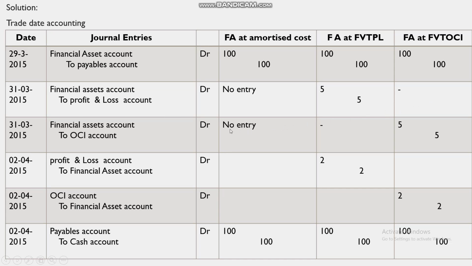But for other comprehensive income, on the same date the entry is a bit different. Instead of the profit and loss account, we are going to take that profit through other comprehensive income. That is why the entry is financial asset account debit to the other comprehensive income account. So obviously at amortized cost, there is no entry at all.